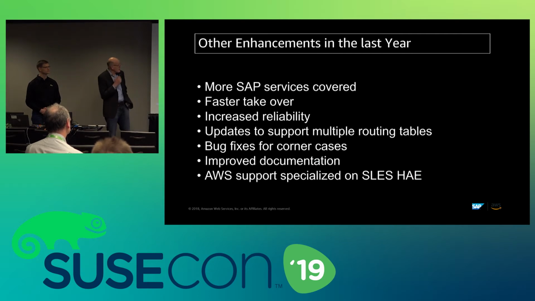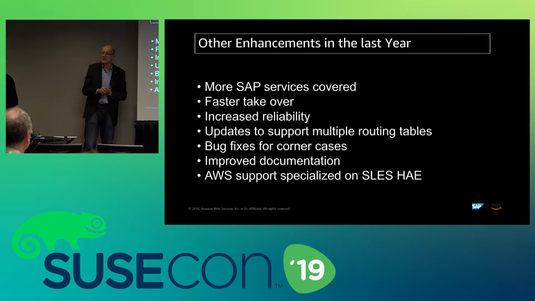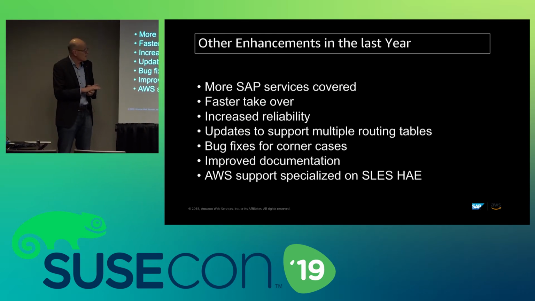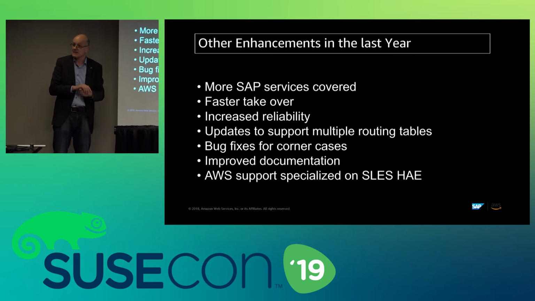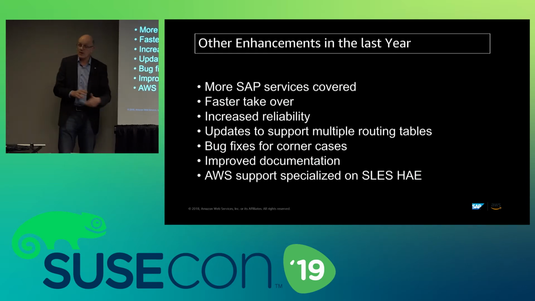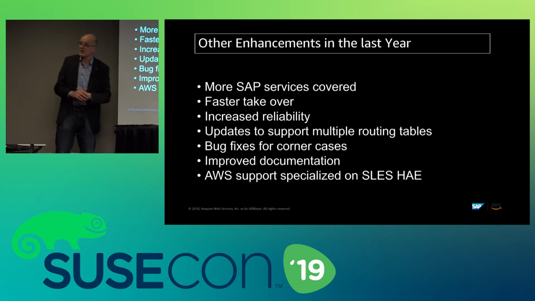Okay. Well, last slide. We provide quite a number of enhancements in the last year. We are covering more SAP servers. We can do faster takeovers. We have an increased reliability. We are able to update multiple routing tables. If you are familiar with our AWS architecture, then you quickly figure out you need multiple routing tables as well. Customers ask for it. We updated the agents. We provided bug fixes for quite some corner cases. And we are permanently working on improving our documentation.